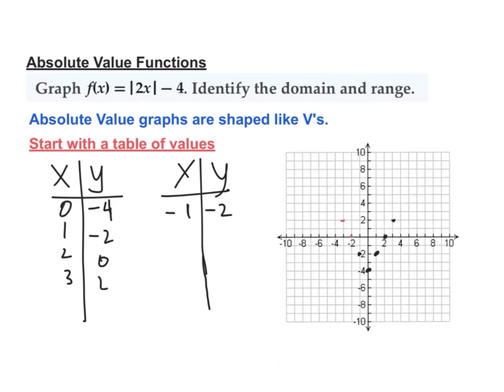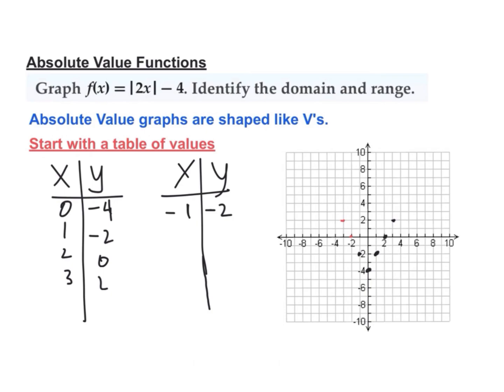Okay, there's that symmetry there. And so you're starting to see that V take shape. Now, from here, you should feel confident, like I know what this V looks like. This is enough. I have enough points. I don't need to do anything else. We can call it good, okay?